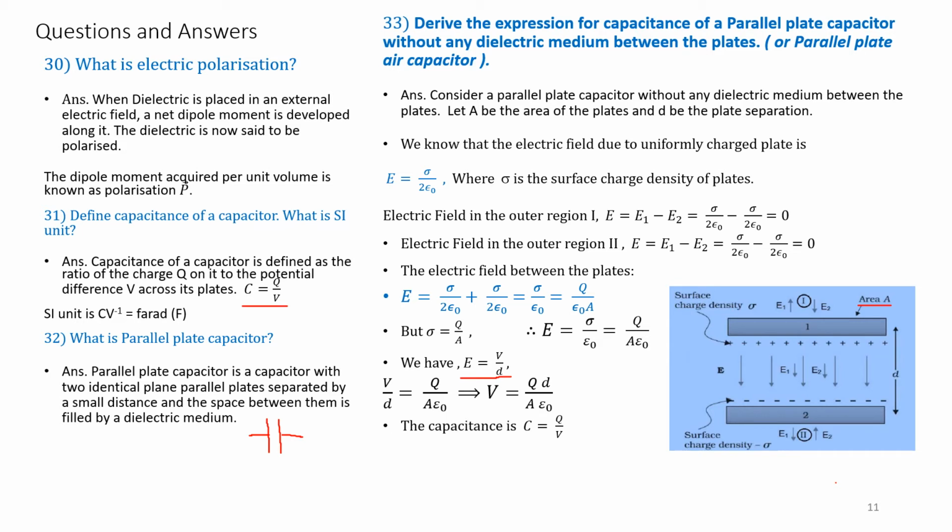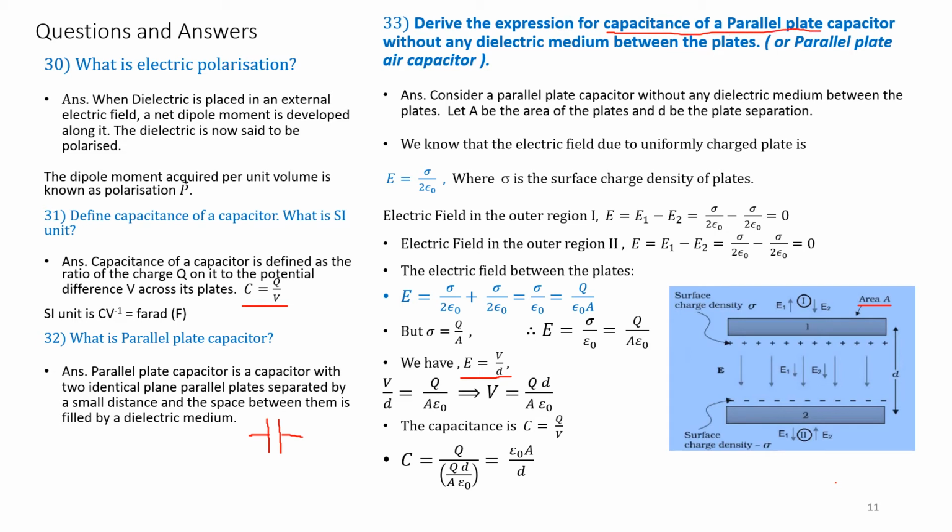So therefore, capacitance is, we know by definition, capacitance C is Q by V. Therefore, in this equation, if we write Q and bring V here, the other terms on the other side, simplifying, we get C is equal to Q over V, that is QD divided by A epsilon naught, that is equal to epsilon naught A by D. This is the expression for capacitance of a parallel plate capacitor.